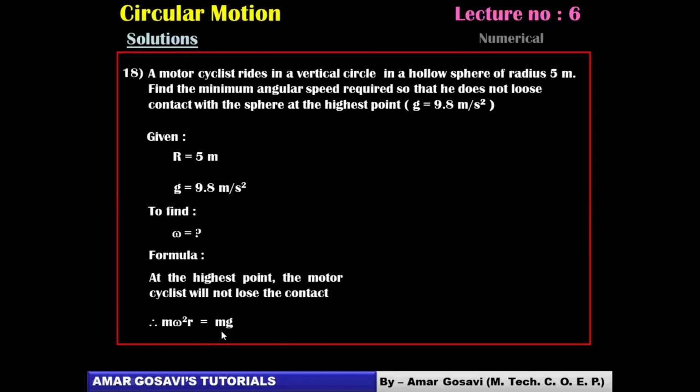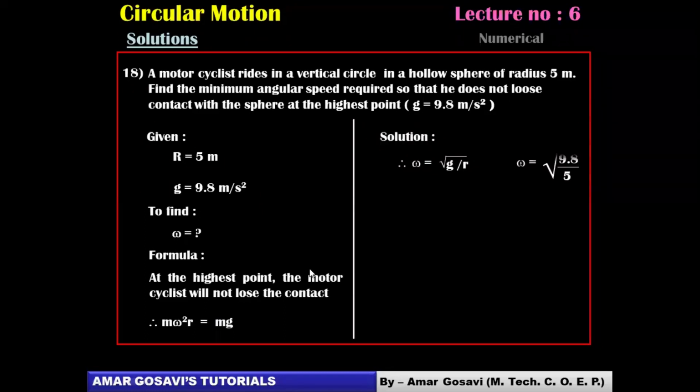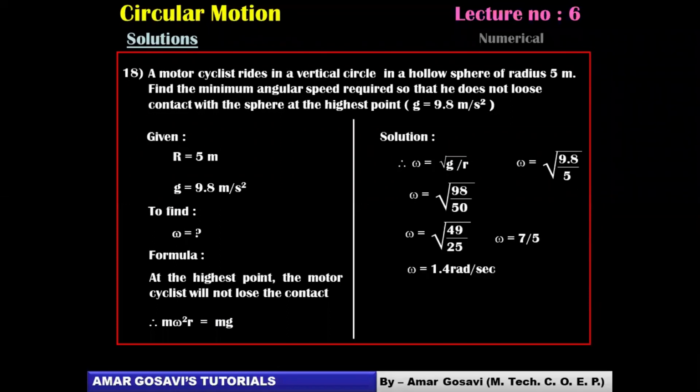And fall down. The m will get cancelled here, and ultimately you will get omega as root g by r. So it is root of 9.8 by 5. When you solve it, it will be about 1.4 radian per second. So this motorcyclist will have to move with a speed of 1.4 radian per second so that he does not lose contact at the topmost point, and he is successful in his attempt. Please make a note of it.